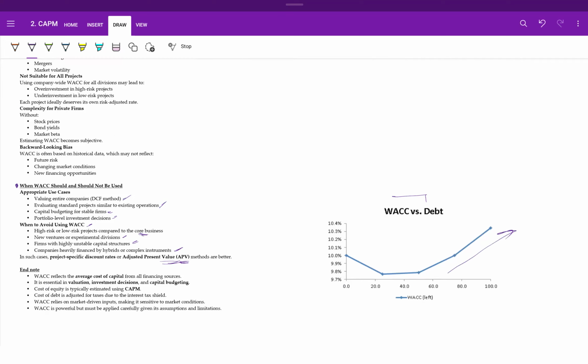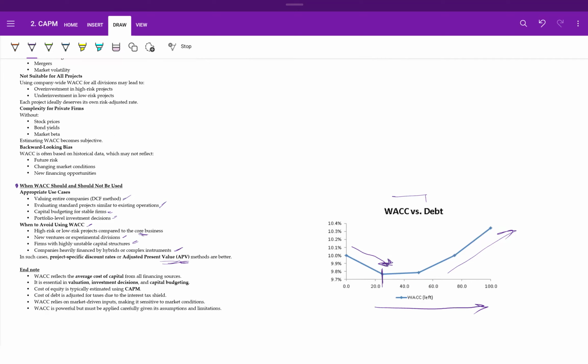Understand this. Up to this much debt, it's decreasing the weighted average cost of capital. But after this point, the weighted average cost of capital is increasing with the increase in debt. Adding debt initially reduces it because debt is cheaper than equity, due to its lower cost and the tax shield from deductible interest payments, which lowers the after-tax cost of debt.